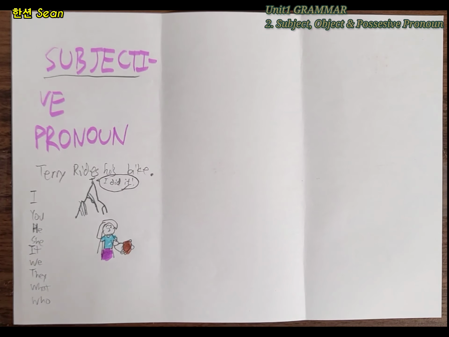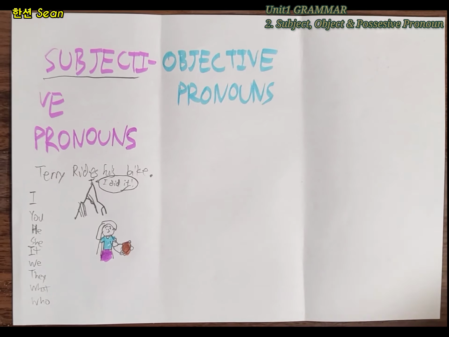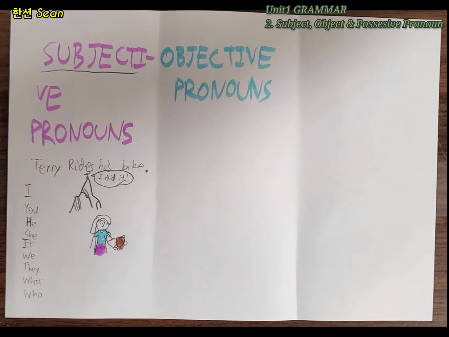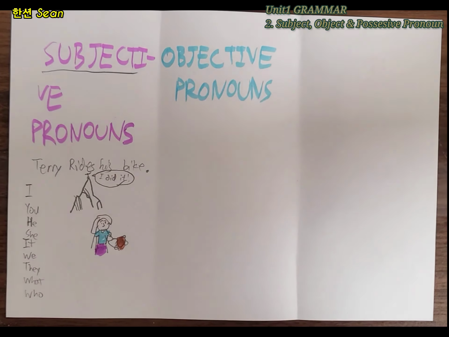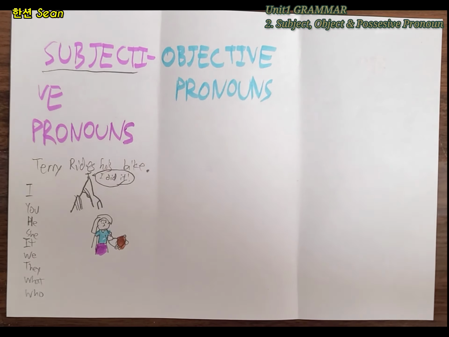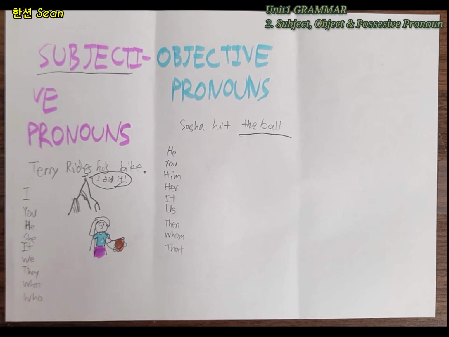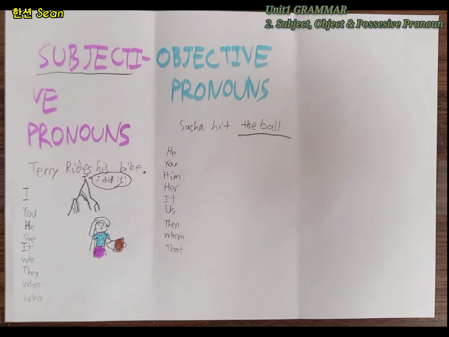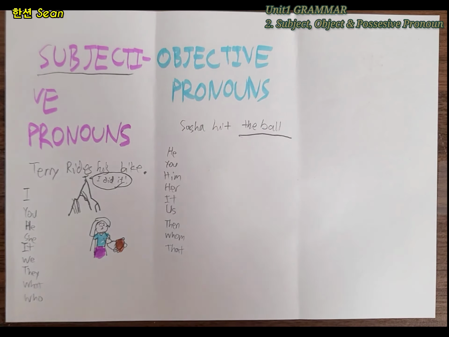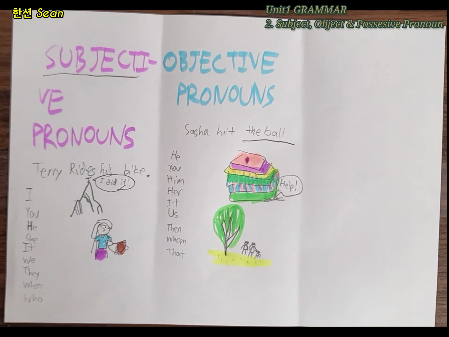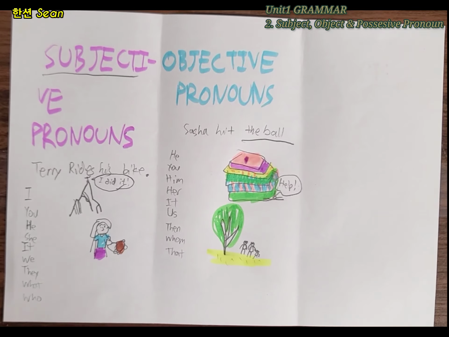And now we're going to go ahead and talk about objective pronouns. An objective pronoun is basically a pronoun that takes the place of an object in the sentence. An object of a sentence is basically the receiver of the action in the sentence, like Sasha hits the ball. Some objective pronouns are him, her, it, us, them, whom, that. Some examples are: A pile of blankets fell on me. I waved to you. Please tell Jack I want to see him. He took Tim and me to the park.